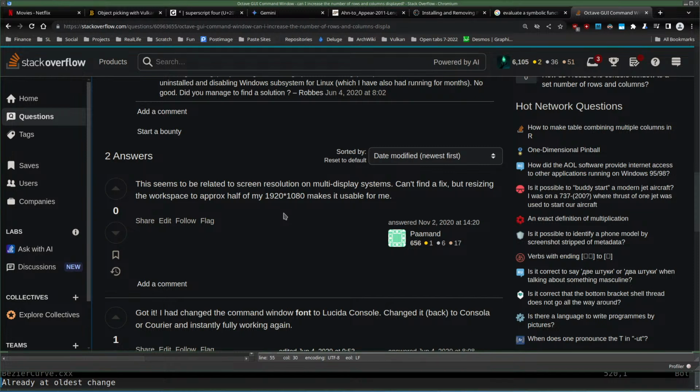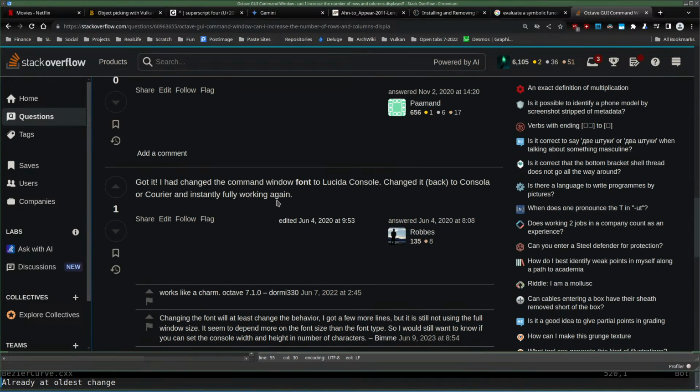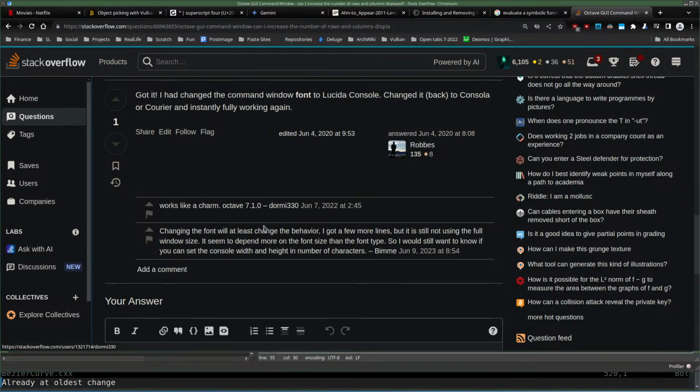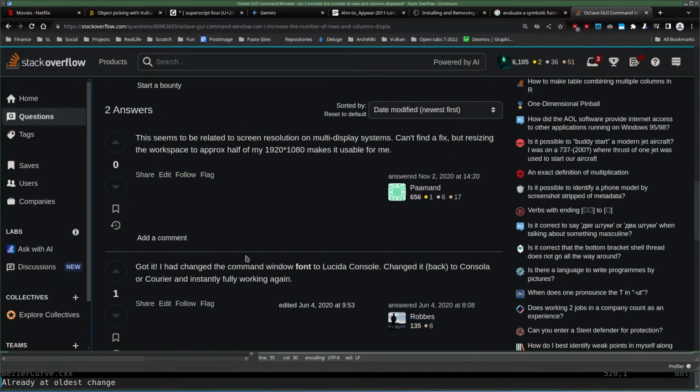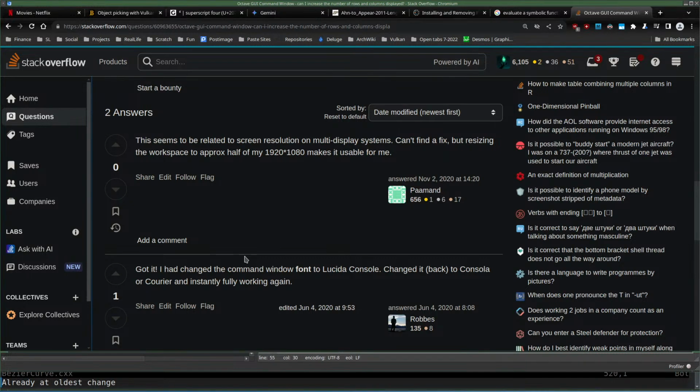Yeah, I have multiple monitors, multi-displays. I'm not going to resize my workspace to a single monitor. Yeah, I guess I can try that. I did change the font as well.